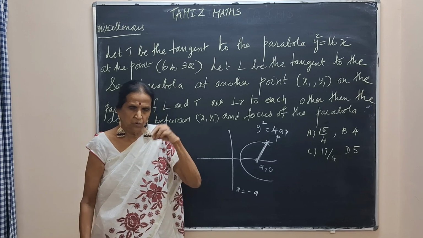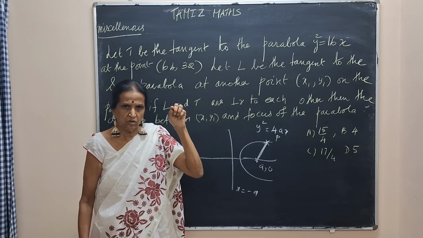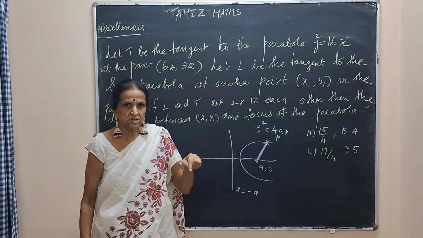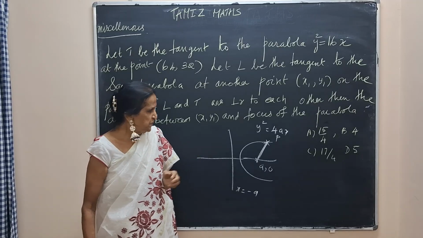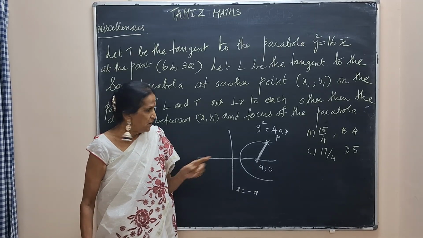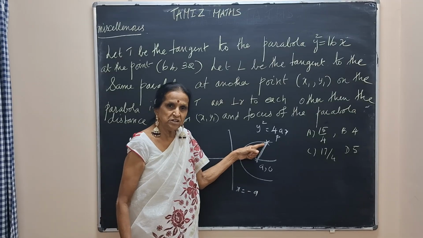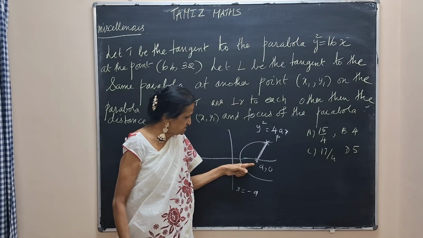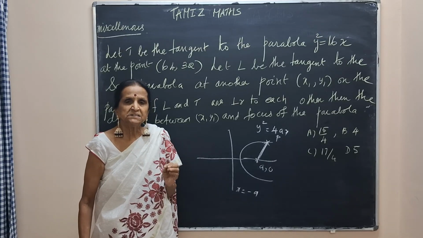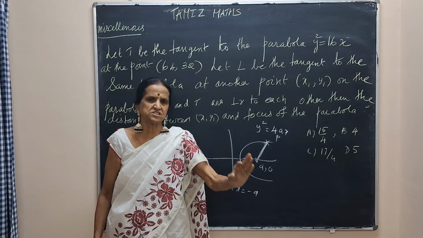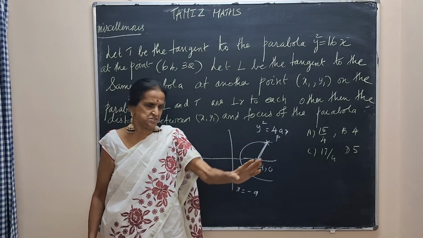Like on a circle, the distance from a point on the circle to the center is the radius, which is a constant. Here, not that. Take a point on the curve. The distance from the focus to that point will definitely vary. It can't be the same. That is called the focal distance.